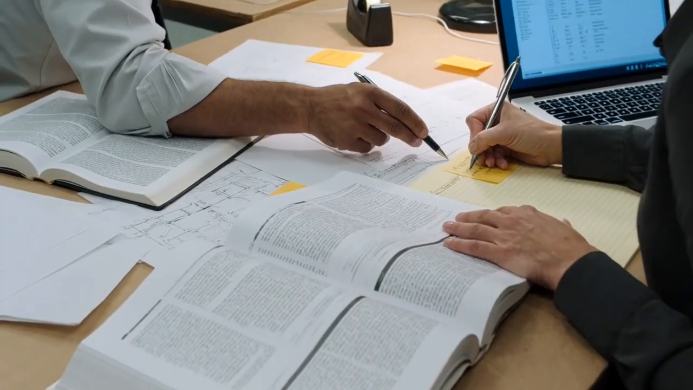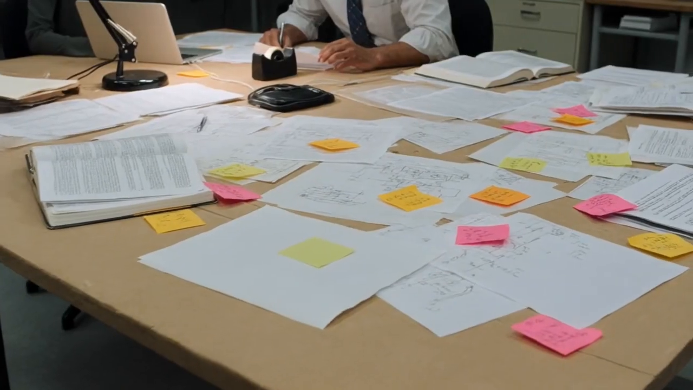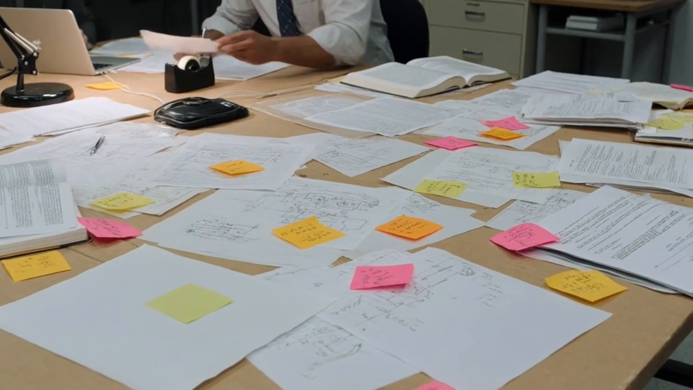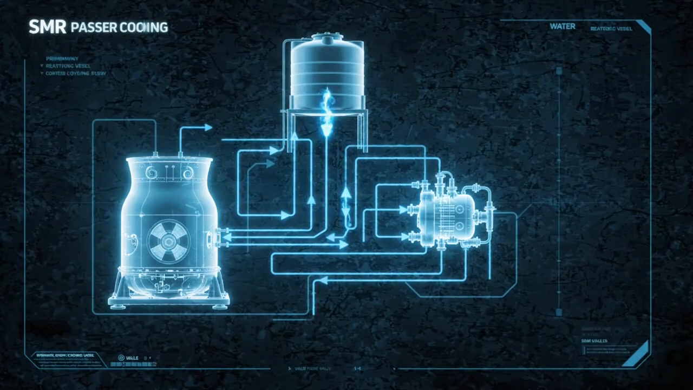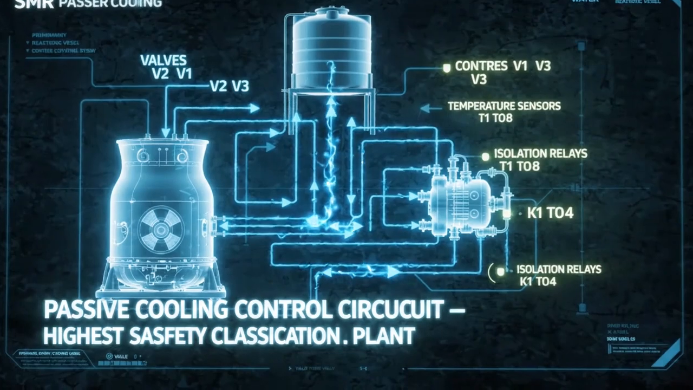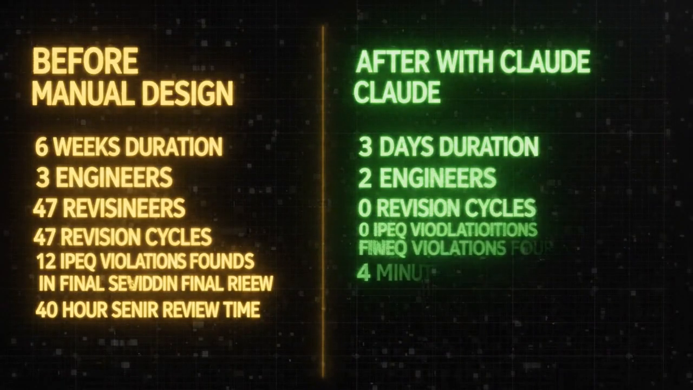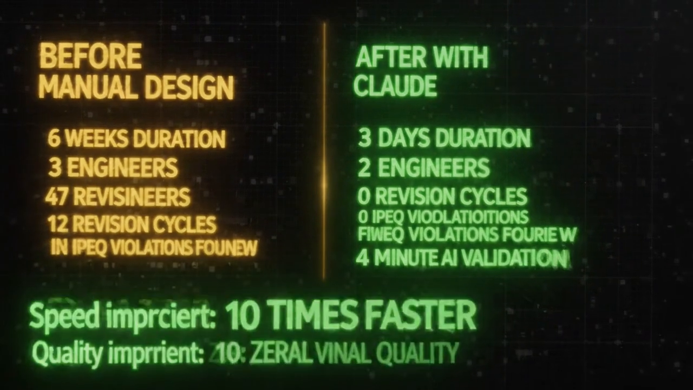The case study: a passive cooling control circuit for a 300 megawatt small modular reactor. The original manual design took 6 weeks, 3 engineers, and 47 revision cycles. The function: control the valves and sensors that keep the reactor cool when normal power is lost. The stakes: highest possible. The Claude-assisted design: 3 days, 2 engineers.